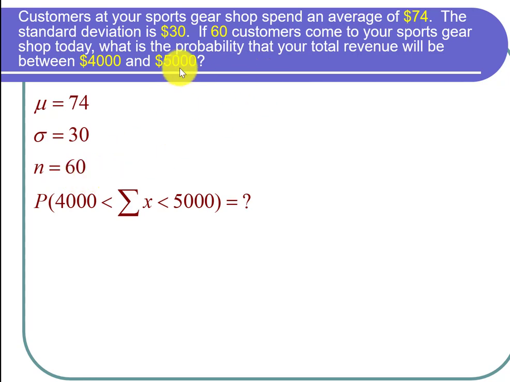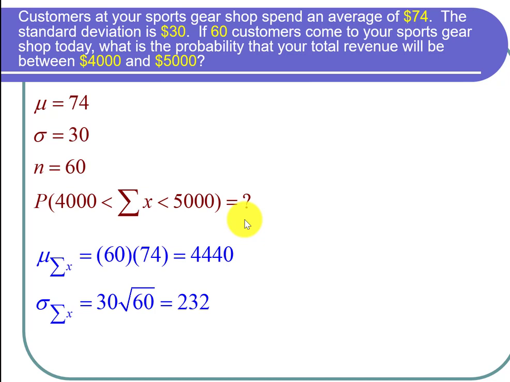Next, it says, what's the probability that it will be between 4,000 and 5,000? And not just anything, but the total revenue will be between. Now, total means add them all up, add all the receipts up. And the math symbol for add them all up is this capital sigma. So what we can say is, what is the probability that capital sigma of x is between 4,000 and 5,000? And that's our question. So now we're talking about a sum. So the key here is to use the central limit theorem for sums.